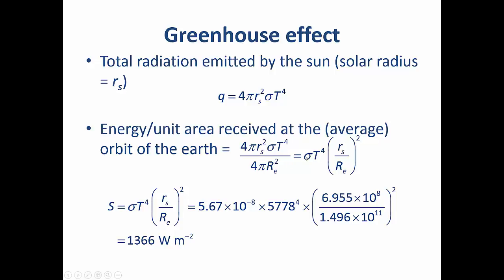Obviously the 4 pi terms here are going to cancel out, and I simply end up with sigma T to the fourth Rs over Re all squared. The lowercase indicating I'm dealing with the radius of the Sun, the capital being the orbital radius of the Earth, treating the orbit as a circle. So plugging in appropriate numbers into this equation, what I get overall for the energy per unit area received at the average orbit of the Earth is 1366 watts per meter squared.